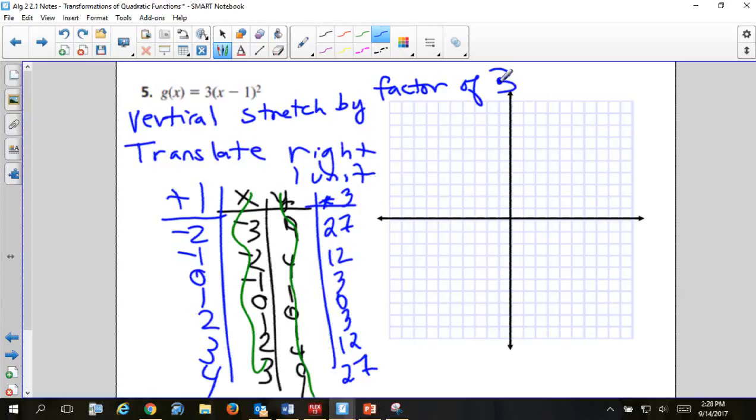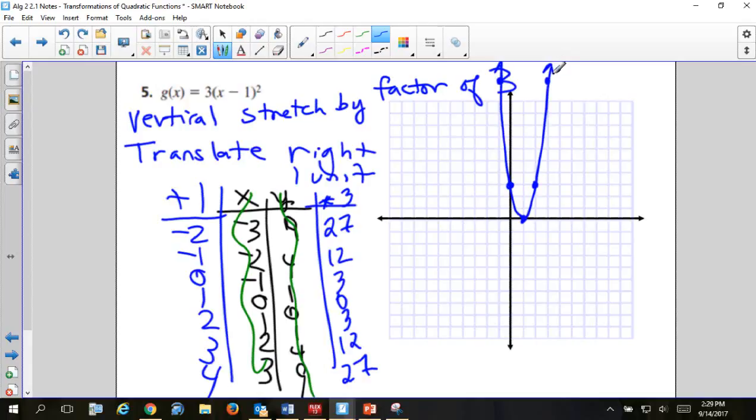0, 3, 1, 0, 2, 3, 3, 12 is just right up there. And then 27 is nowhere near. And then you should have your parent function. I just didn't do it because of time.